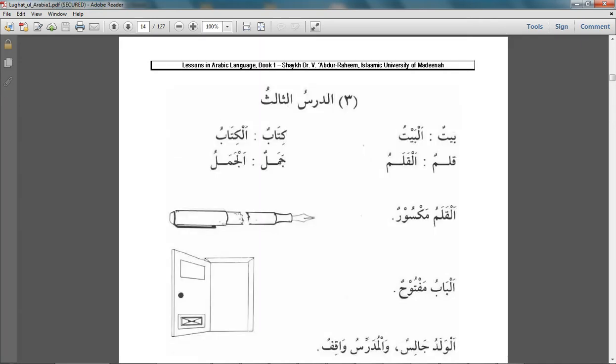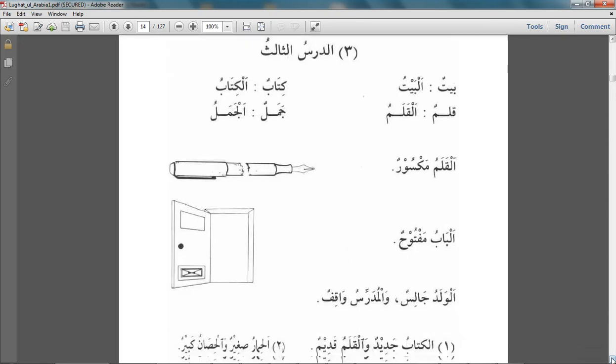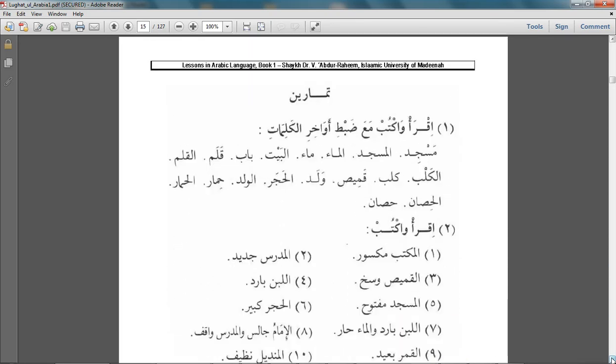Now we move on to the actual lesson, and here you have the example of the alif lam. بيت البيت, كتاب الكتاب, قلم القلم, جمل الجمل. With the alif lam, the translation would be "the" whatever the thing is. For example, al-qalamu, the pen. Without alif lam, qalamun, a pen. Al-qalamu maksurun, the pen is broken. Al-babu maftuhun, the door is open. Al-waladu jalisun wal-mudarrisu waqifun, the boy is sitting and the teacher is standing.